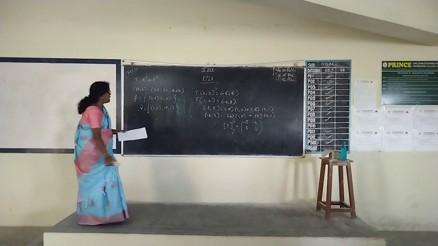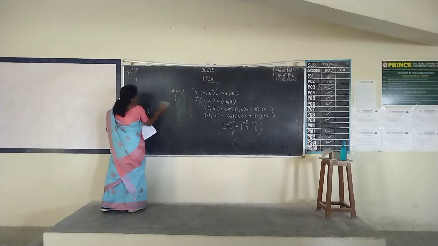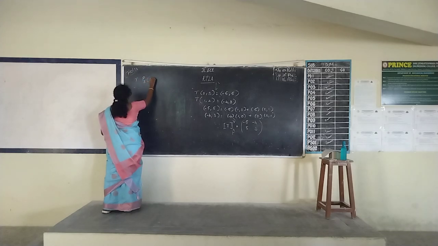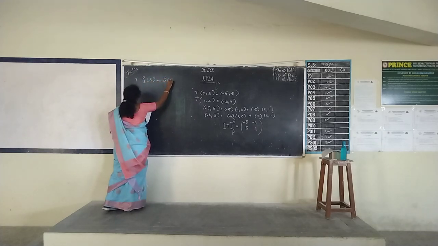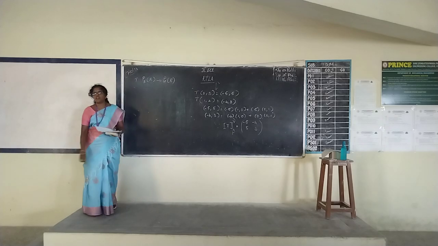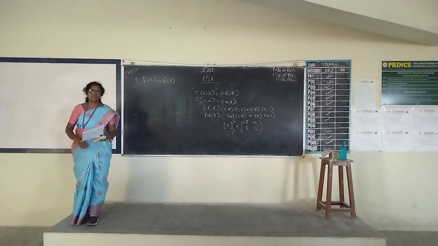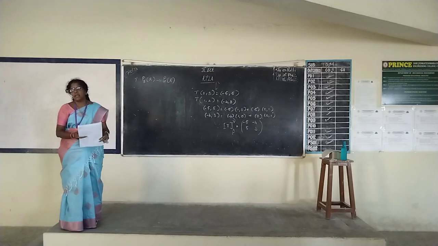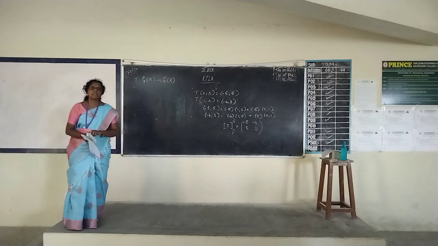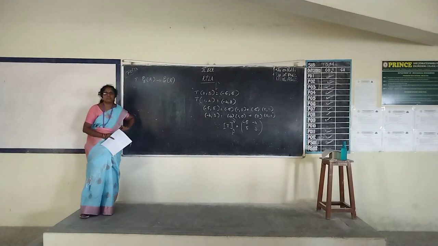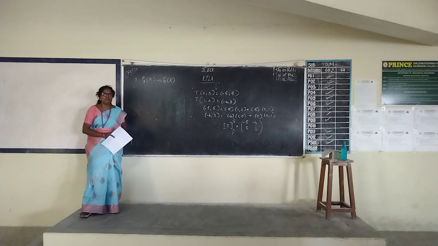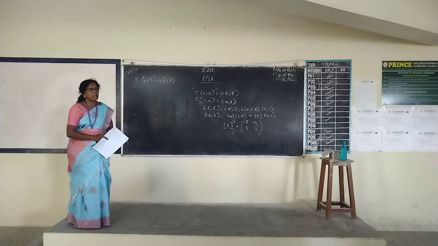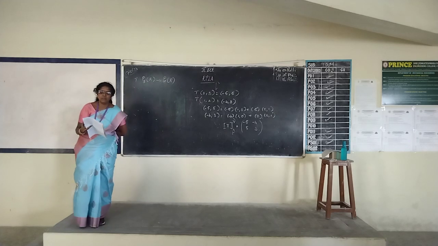Next one. Let T be from P3 of R to P2 of R. What this represents? Polynomial. What is P3? Third degree polynomial. What is P2? Second degree polynomial. What is the general format? P3: ax cube plus bx square plus cx plus d. Similarly, you can write for P2. Second degree polynomial. Okay. So continue.